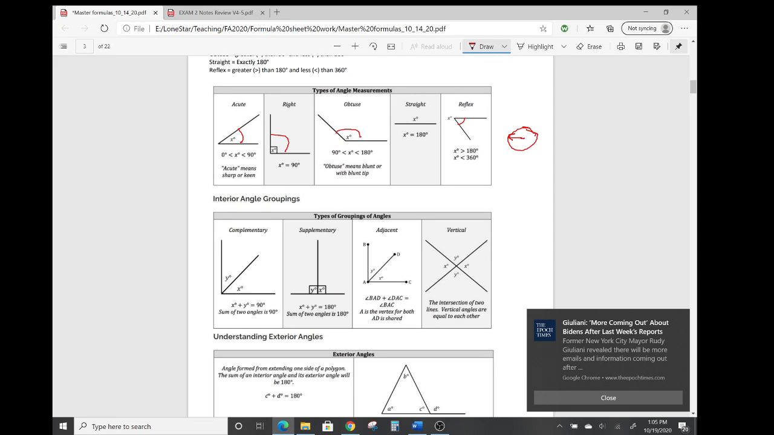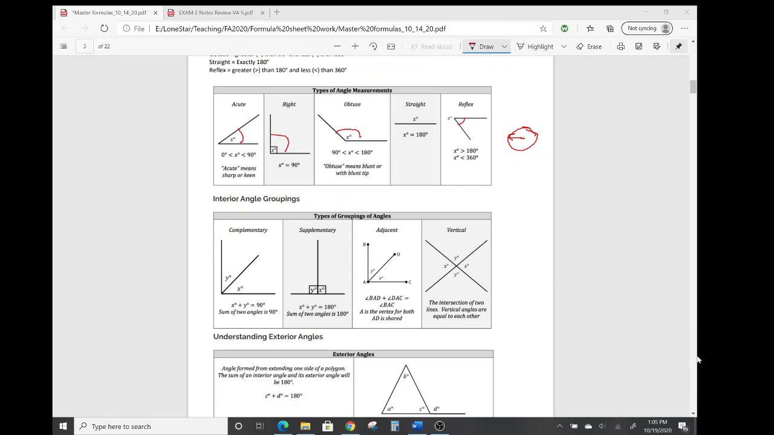Types of groupings of angles. These are interior angles. Good. Interior angle groupings. Complementary. That means this angular value of y and x equals 90 degrees. Supplementary angles, the sum of x and y, you add those two values together, you'll get 180. That's supplementary.